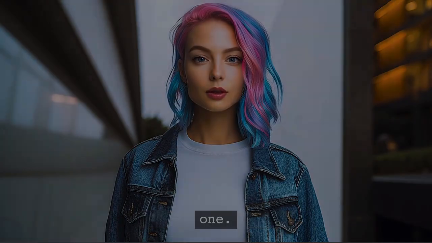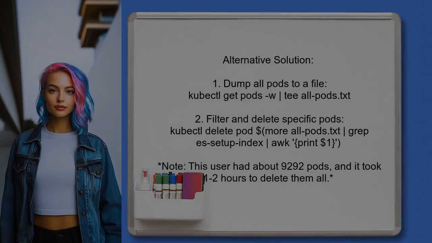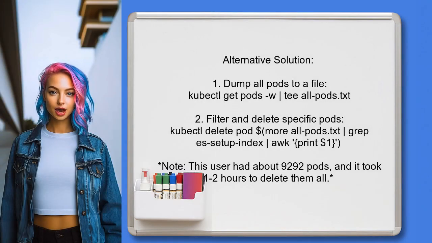Let's take a look at another one. An alternative solution provided by another user involves manually deleting all the pods that are in an error state. They suggest first dumping the list of all pods to a text file using the command kubectl get pods -w > allpods.txt. Then, to filter and delete the specific pods, they recommend using kubectl delete pod, along with a command that extracts the relevant pod names from the text file.